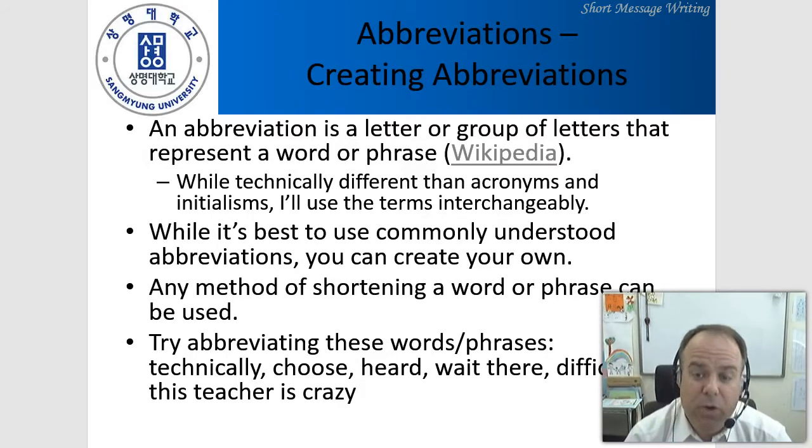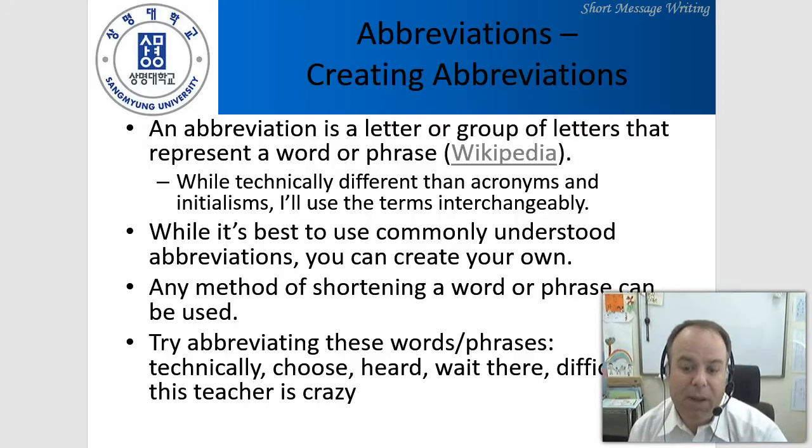So, creating your own abbreviations. This is, of course, very common and handy to do. An abbreviation is a letter or group of letters that represent a word or a phrase. Now, technically, this is different than acronyms and initialisms. An acronym is something like NASA. NASA stands for the National Aeronautics and Space Association, but it's pronounced like a word. Initialisms are a little bit different because initialisms are just pronounced by the letter, like UN or FBI. Now, sometimes people pronounce FBI Phoebe. Well, in that case, then it would be an acronym and not an initialism.